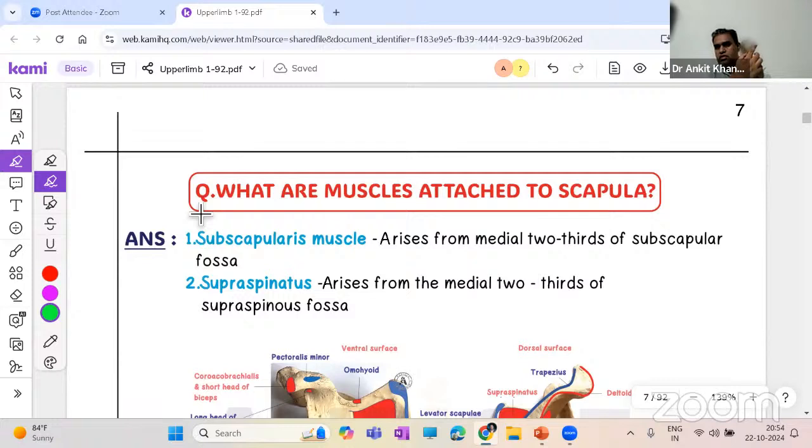Now this is the coracoid process, projecting anteriorly over here. The tip of the coracoid process has two muscle attachments. One is the short head of biceps, and one is the coracobrachialis muscle.